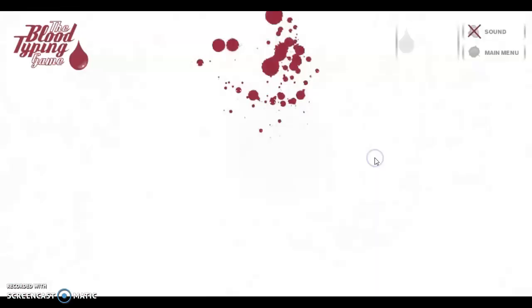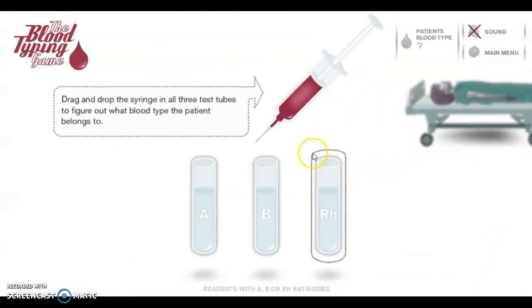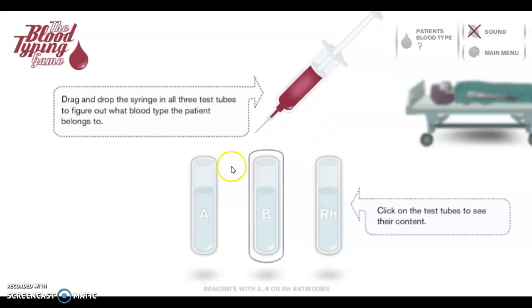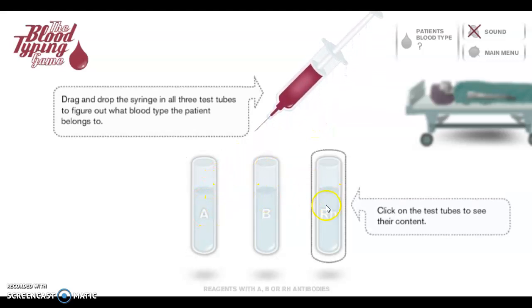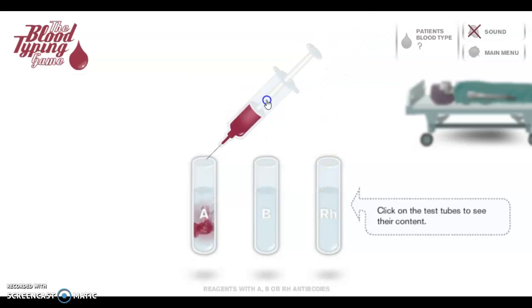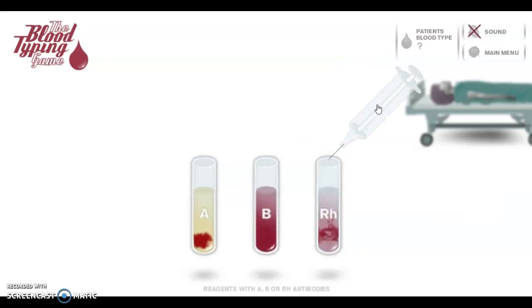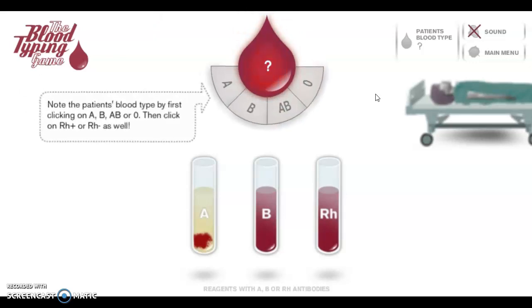So we're going to pick a patient, and we start by taking some blood from this patient. And now we're going to try and use these test tubes that have reagents with antibodies A, B, or Rh to figure out the patient's blood type. So we're going to go ahead and put a little bit of blood into each one of these and shake it up and see what the result is. So we can use these results to try and figure out what the blood type is.